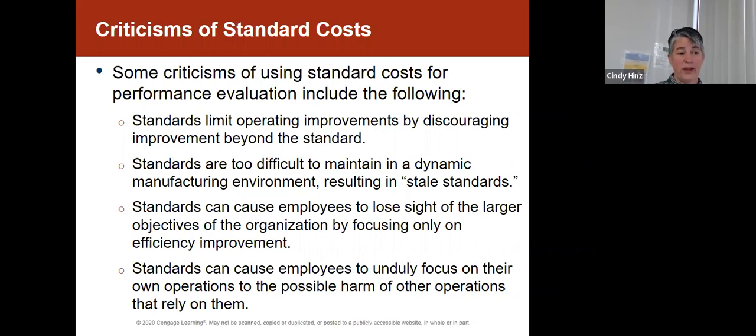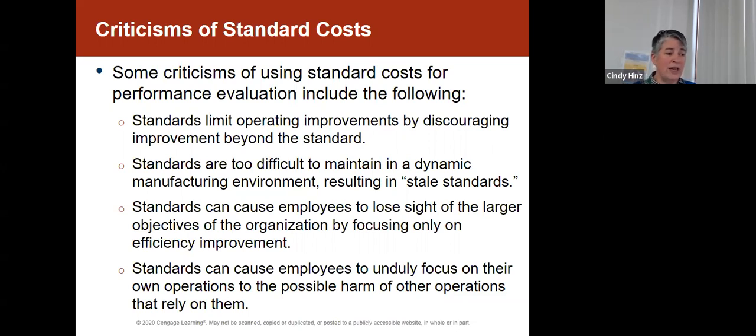One way around that, of course, is to incentivize or motivate people to achieve better than the standard. So it's not uncommon in a manufacturing environment to have, say, a bonus structure or an incentive plan that rewards exceeding the standards, rewards finding cost savings that go beyond what the standards would indicate. So that's one way we can get around that.